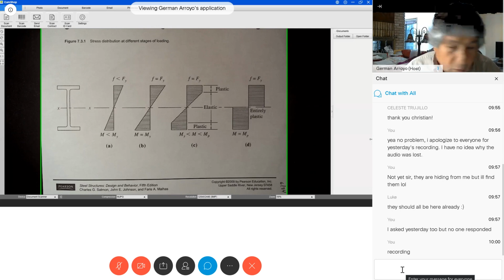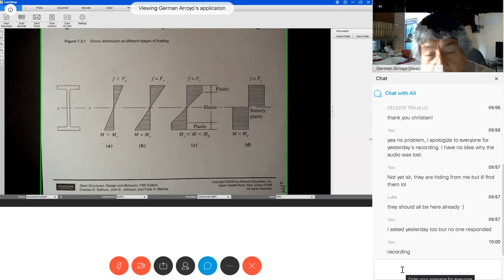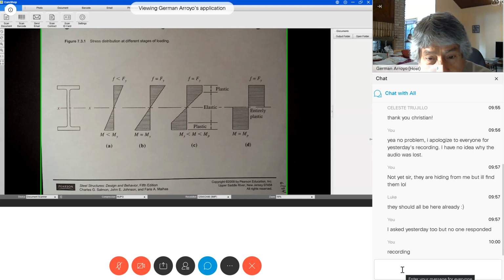Also, I tried yesterday creating a folder for the exam. Inside the folder, there are going to be 3 questions, and you're going to have 1 hour to solve the problems and upload them. I'm going to give you more information, but I'm just practicing on that.